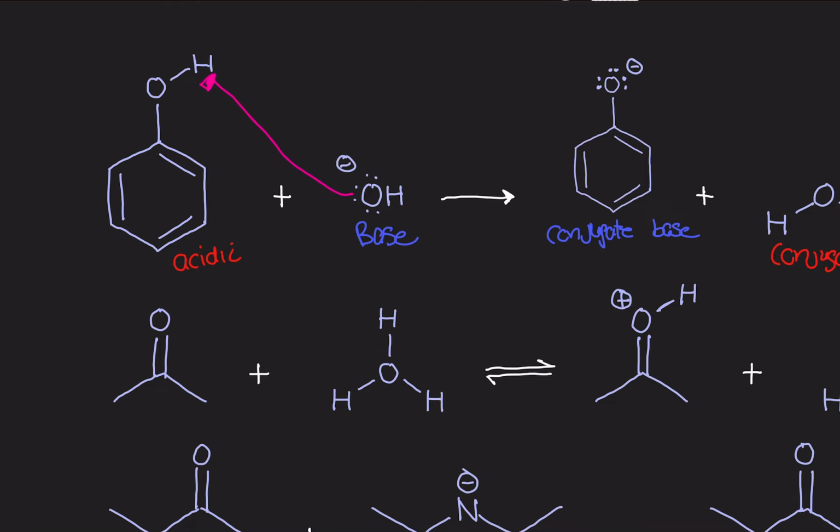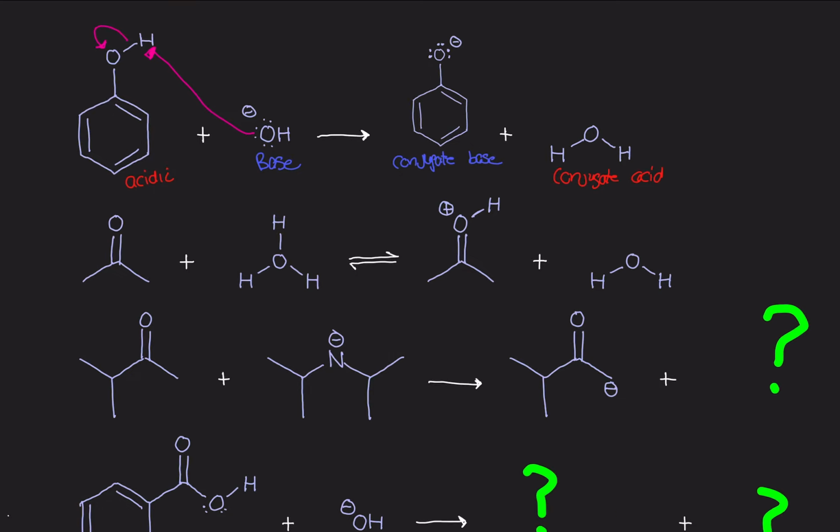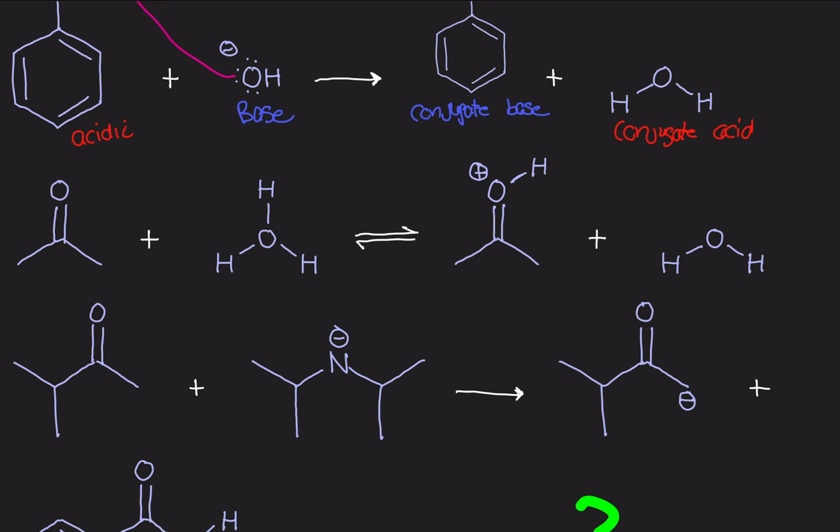Let me just redraw this so it makes the bond. Okay, there we go. So the bond shatters and the electrons get moved over to the oxygen. And that's the first one. What about the second one?